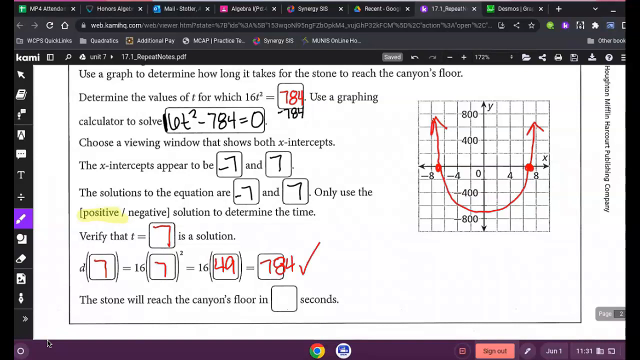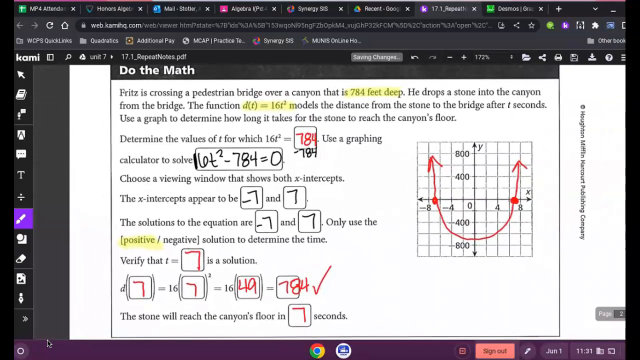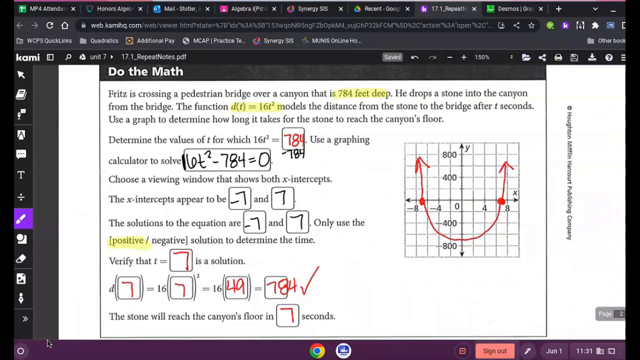So we need to check our solution for the real world example to make sure that we get the same height as we started with. So the stone will reach the canyon's floor after 7 seconds. So once you write the equation, we just solve it by graphing by finding the x-intercepts.